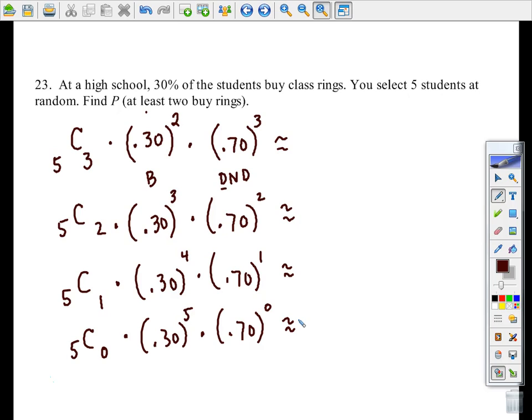So let's do 5C3 times 0.3 raised to the 2nd times 0.7 raised to the 3rd, and that's 0.3087. 5C2 times 0.3 raised to the 3rd, 0.7 raised to the 2nd, 0.1323.